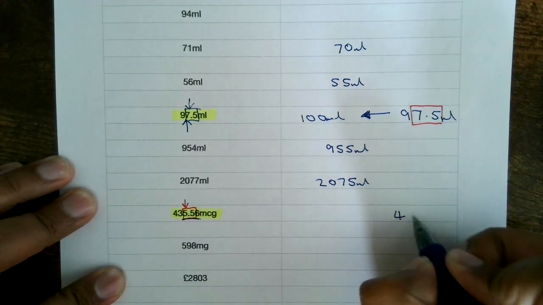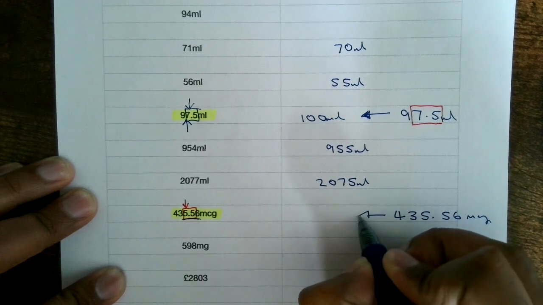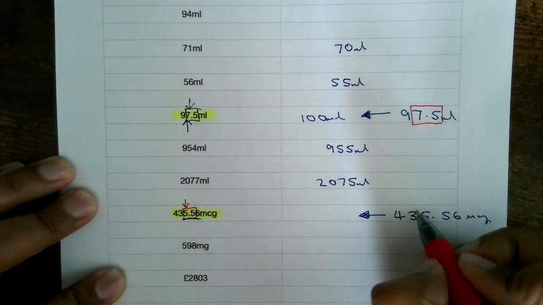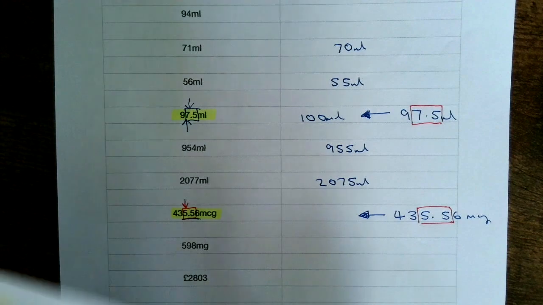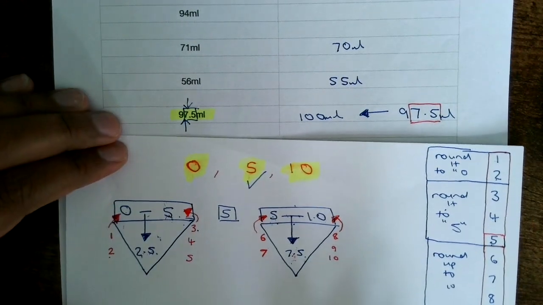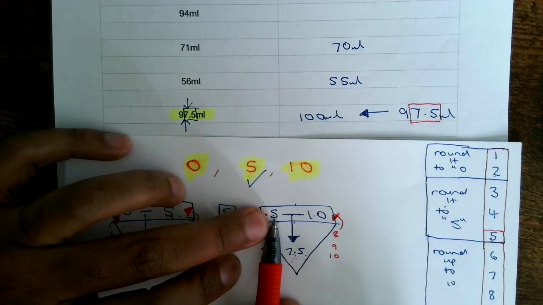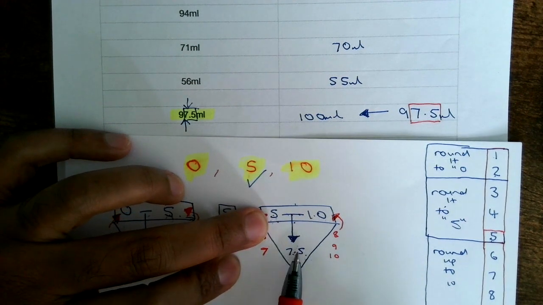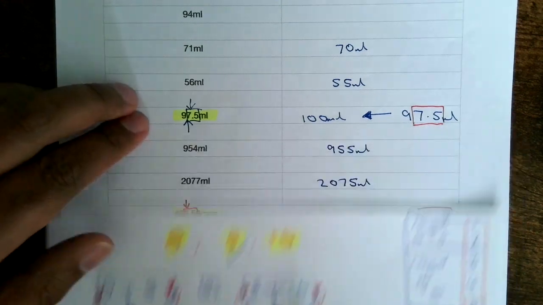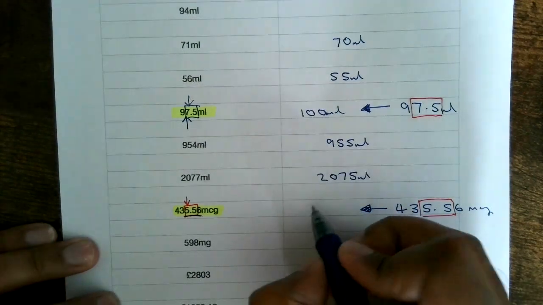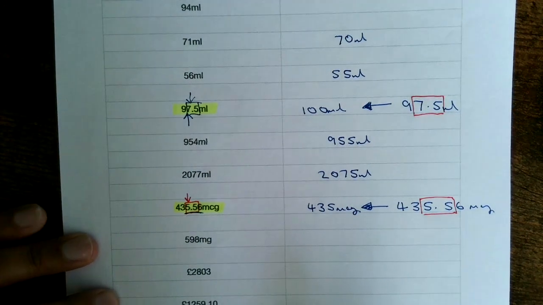So if we've got 435.56 micrograms, and we want to round this to the nearest 5, what we're going to do is box off our 5.5 in the middle there, and we're going to say, what is 5.5 nearer to? Well, if we look at our range of 5 to 10, is it closer to the 5 or is it closer to the 10? Well, 7.5 is the midpoint, so 5.5 falls over on this side. So it's actually closer to the 5, so we're going to round it to 5. That would give us an answer of 435 micrograms.